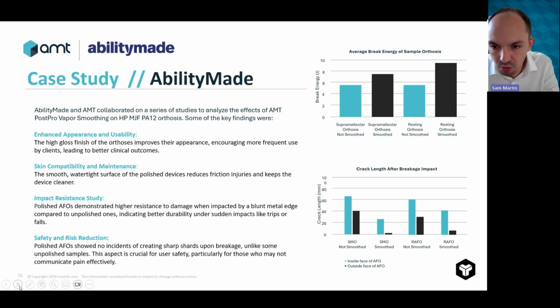Additionally, with the AFOs, they found that the higher impact strength created by the vapor smoothing was very important for the design of the part. They could change the design slightly to save on materials, save on printing costs, and so on. But also, they found that the sharp shards that were common if the AFO were to fail didn't occur after vapor smoothing. So without the shards, without the sharp edges, you're reducing the risk of injury to the patient should it fail. Next slide, please.